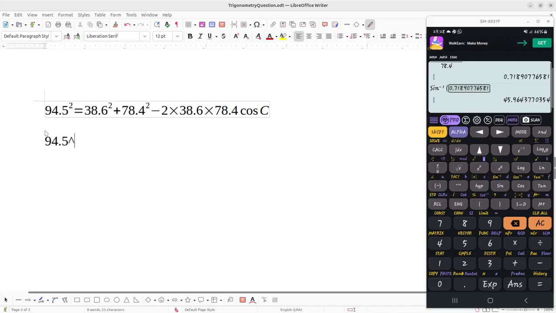(94.5) squared minus 38.6 squared minus 78.4 squared. This is equal to -2 times 38.6. Maybe let's put this one on a calculator.